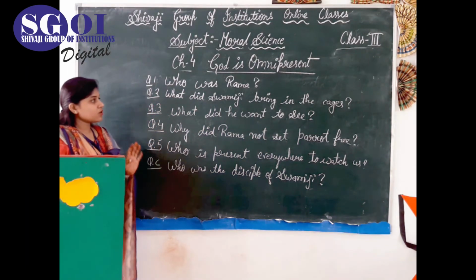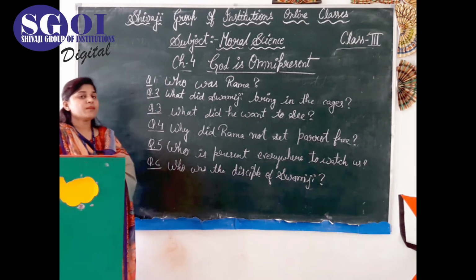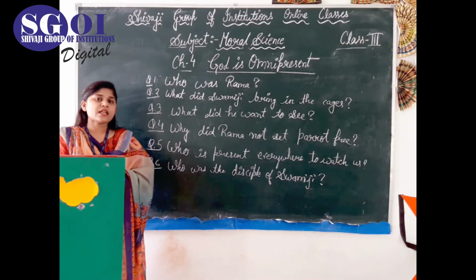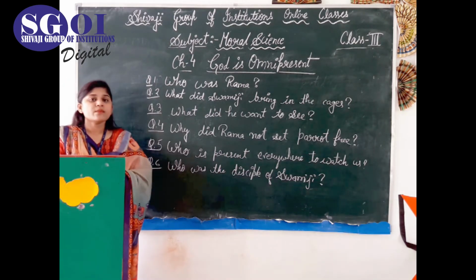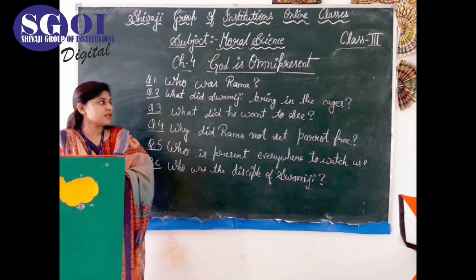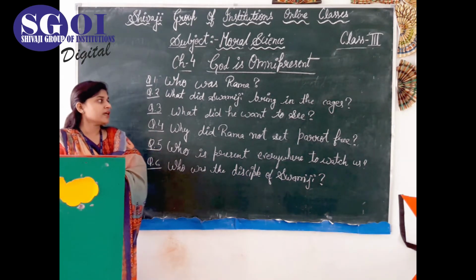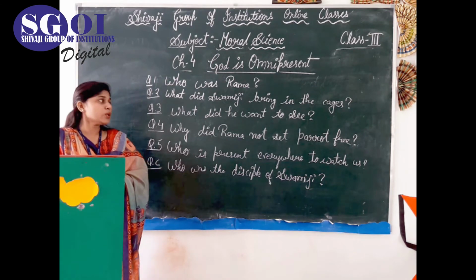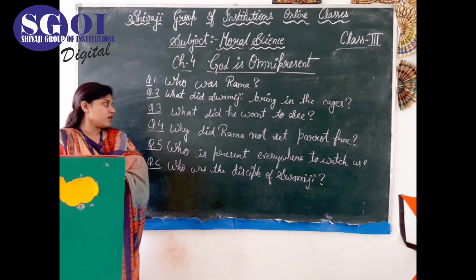Again I am repeating all the questions. First question is, who was Rama? Rama was the most intelligent boy among all the students or disciples. Question number 2 is, what did Swamiji bring in the cages? Swamiji brought some parrots in the cages. And the question number 3 is, what did he want to see? He wanted to see the impact of his teaching.